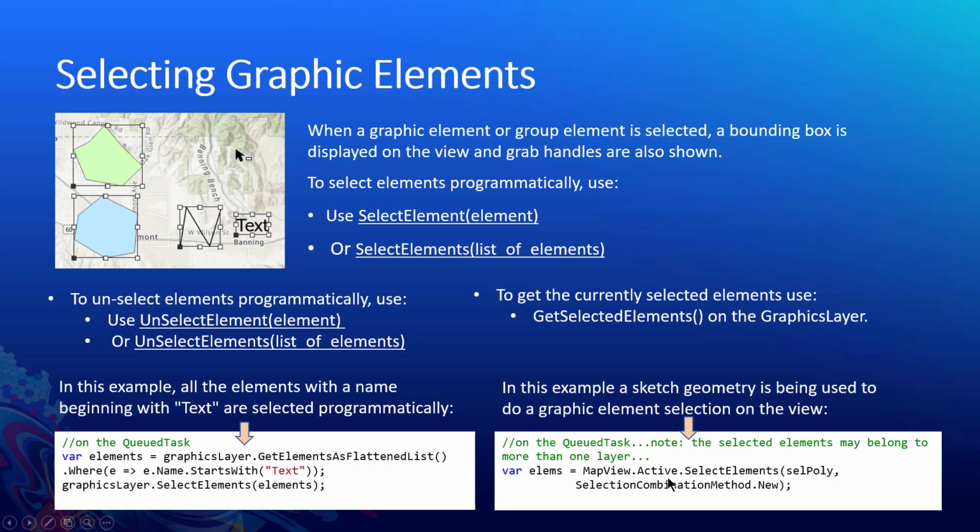Here in the code snippet on the right, I'm using a sketch geometry to select graphic elements in a map view. I'm calling the select element method on the map view. I pass in the sketch geometry within which I want to select all the graphic elements.